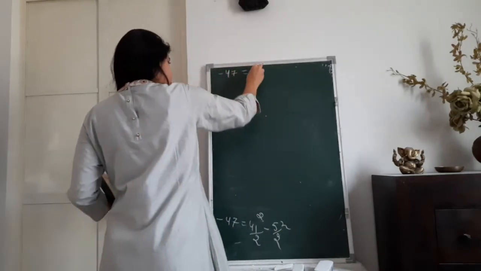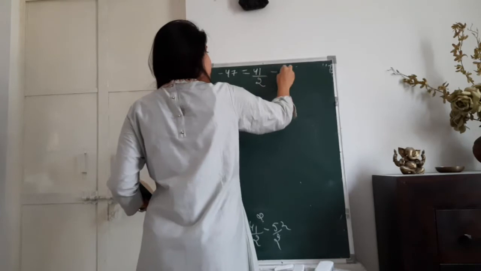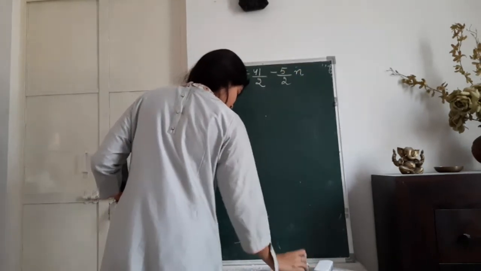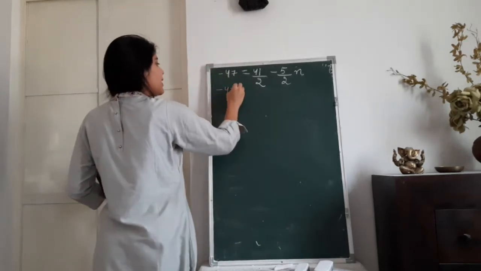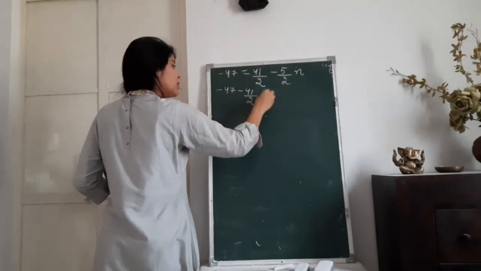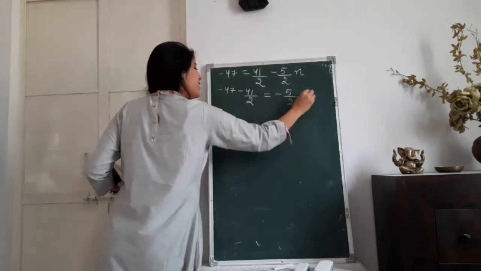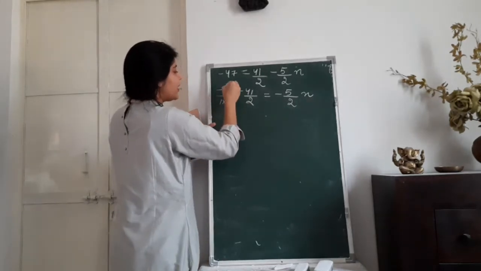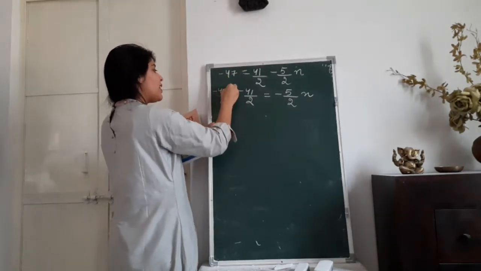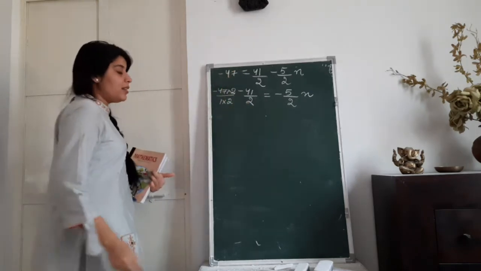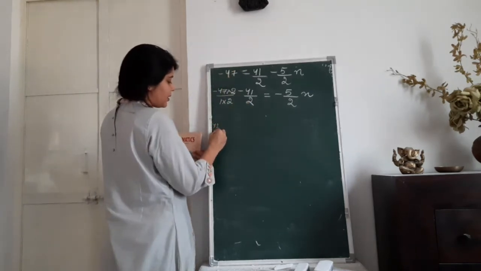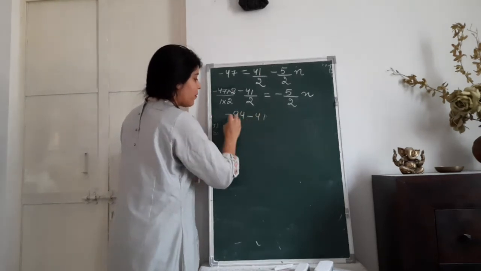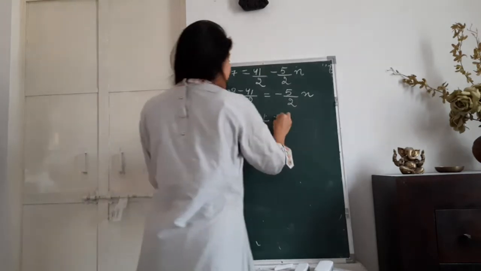Minus 47 is equal to 41 by 2 minus 5 by 2, and minus 47 minus 41 by 2 is equal to what? Minus 5 by 2. Now let's make the denominator the same here also. 1 into 2 and minus 47 into 2. 47 plus 47: 7, 7, 14, so it's minus 94 minus 41 by 2 is equal to minus 5 by 2.